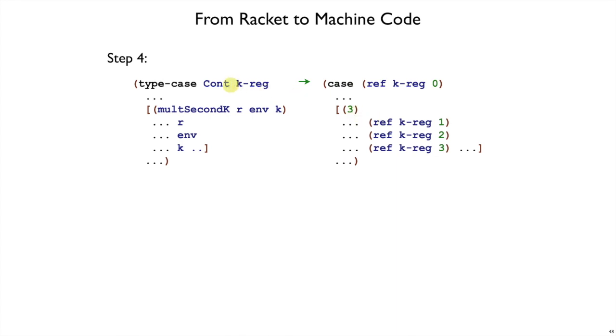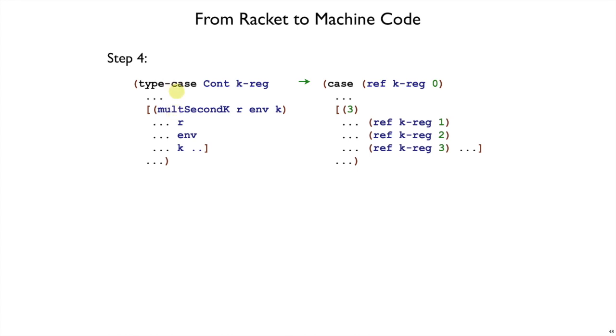That means that our continue function, which used to do a type case on continue records, will now do a plain old case on a number. So kreg is going to be the address of some continuation record in memory. And we'll look at the 0th offset of that bit of memory to get a number, which will tell us what kind of continuation we have. So 3 will mean that we have a multi-second K continuation.